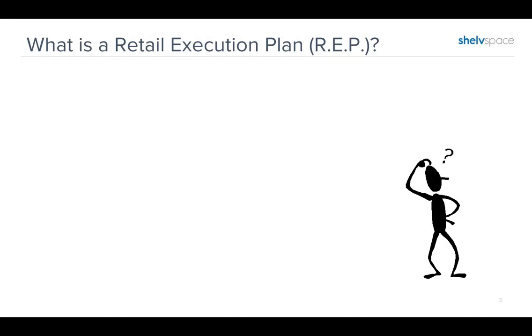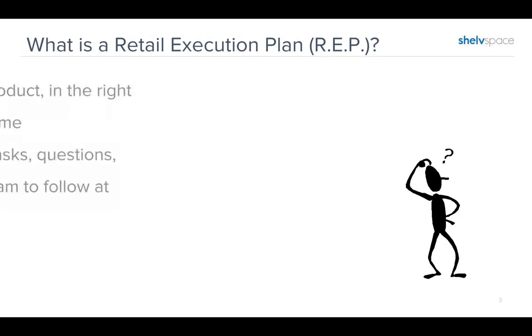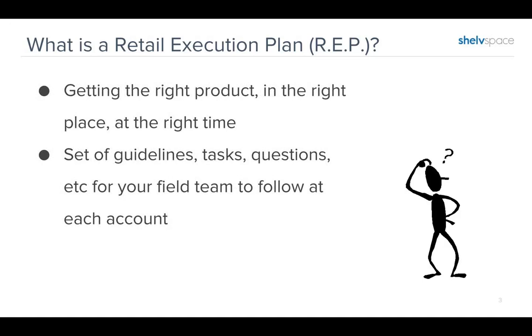Every now and then you can rely on blind luck, but if you are determined to dominate the competition, it is done through an effective retail execution plan. So what is it? It's getting the right product in the right place at the right time. It's a set of guidelines, tasks, questions, some people call it checklists, whatever you want to call it, but it's what you want your field team to follow and do at each and every account that they visit.